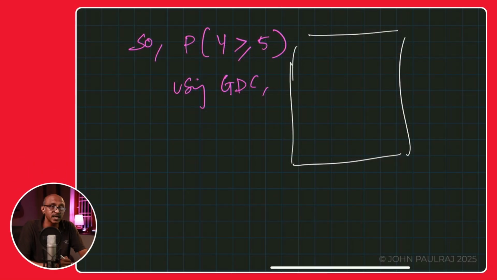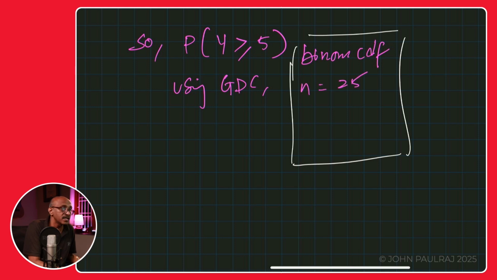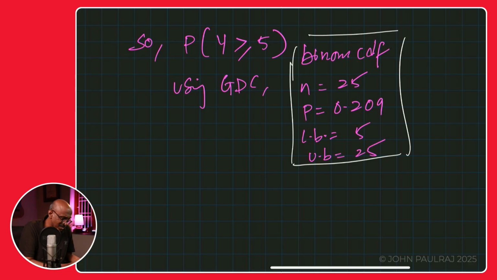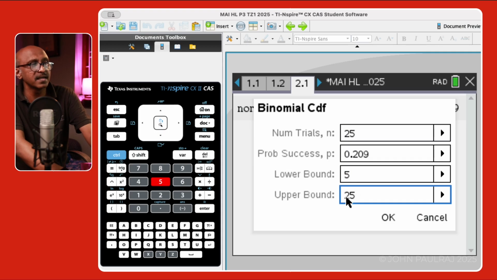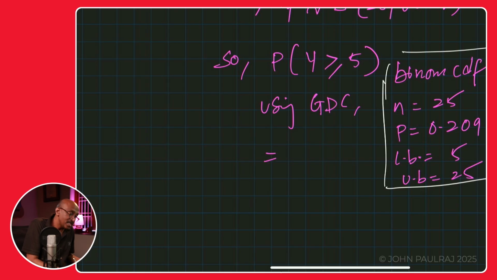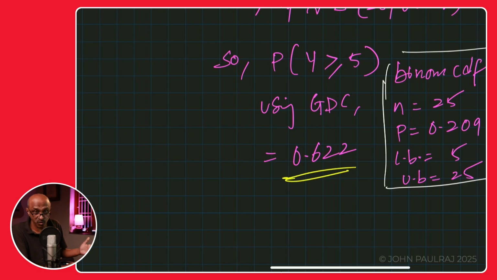So I'm just going to switch back to my paper, and I'm going to write binomCDF, again communicating to the examiner what you're using, so that should you have entered something incorrect, n is 25, the probability p is 0.209, and lower bound is 5 and upper bound is 25. Get into this habit. This is a really good habit, and then you can hit enter and put down the value. So jumping to the calculator screen again and hit enter, and the probability is 0.622. That is the final answer for 2 part A.